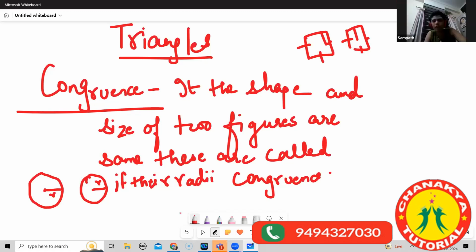Ma'am, note it down. The symbol of congruence is like a curved line, ma'am. Two curved lines. Yes, Sampath? Ma'am, the symbol of congruence is like two curved lines.